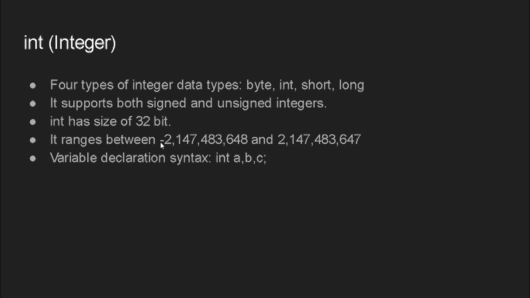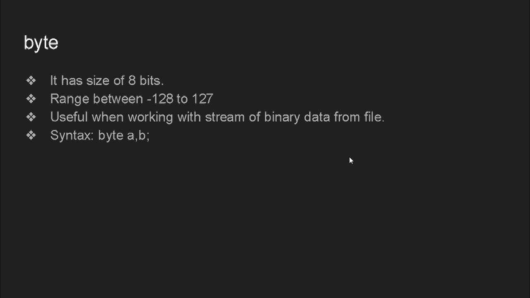So basically here also the concept being followed is that the range is from -2 raised to the power 32 divided by 2, to 2 raised to the power 32 divided by 2 minus 1. So that is how the range is working.